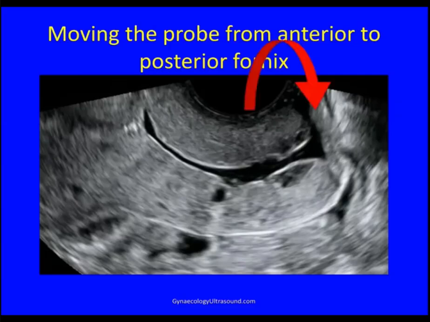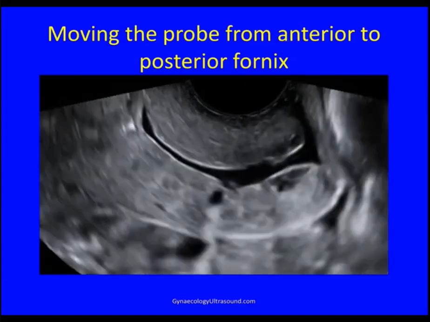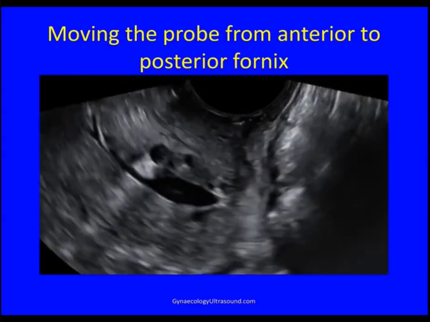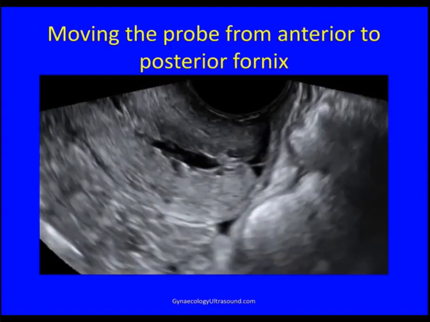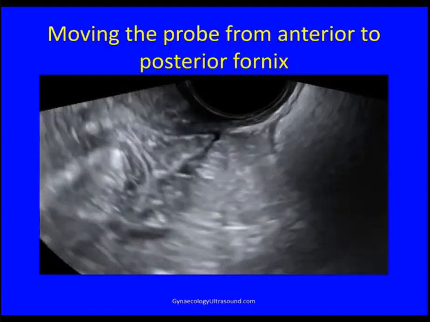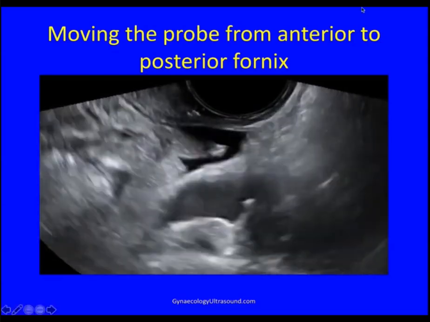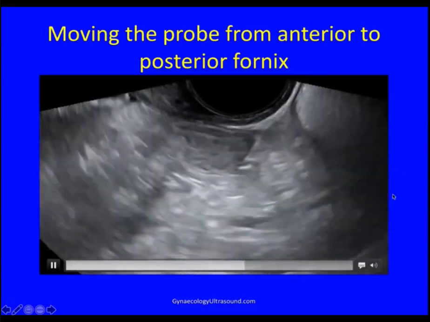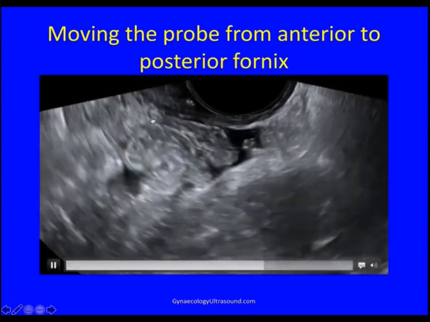And then what you can do is you withdraw the probe a little bit, and then you angle it backwards toward the sacrum, and then gently insert it into the posterior fornix. So I'm withdrawing it a little bit, angling it back toward the sacrum, and then very, very slowly and gently inserting it into the posterior fornix. And there you can see where it attaches to the cervix. So this is now a great window into the posterior compartment.